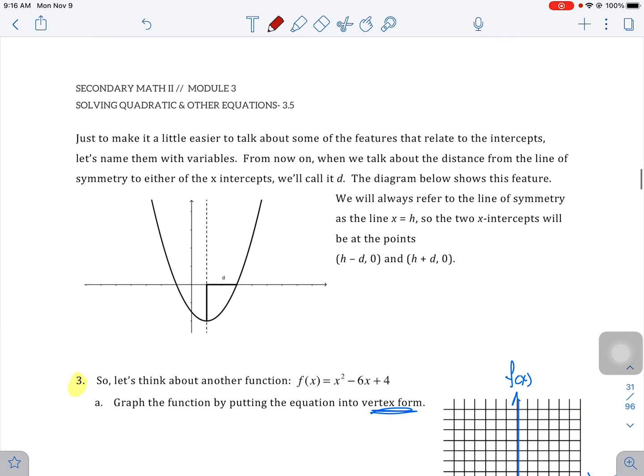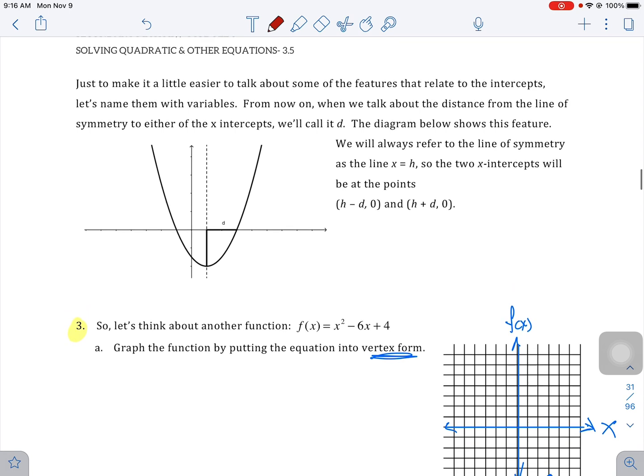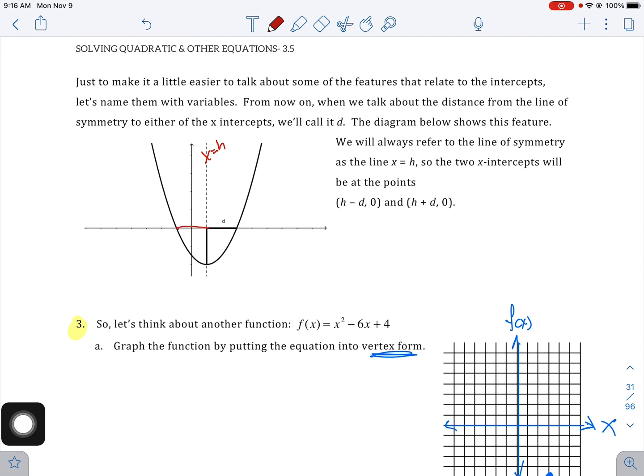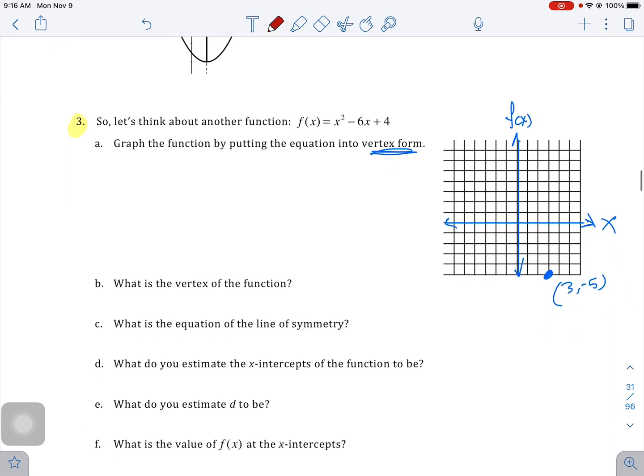Okay, let's do one more example. Here they show you the line of symmetry. It's at x equals h. The distance is given as d. So the intercepts are at h minus d, 0 and h plus d, 0. So there's another one that goes over here where you're subtracting d. So then they give you another one.